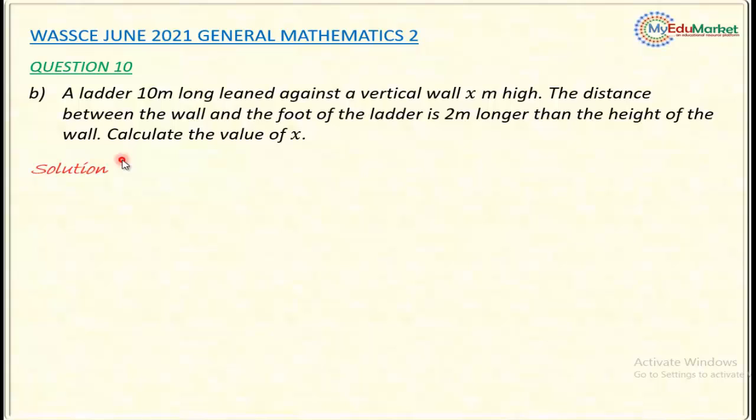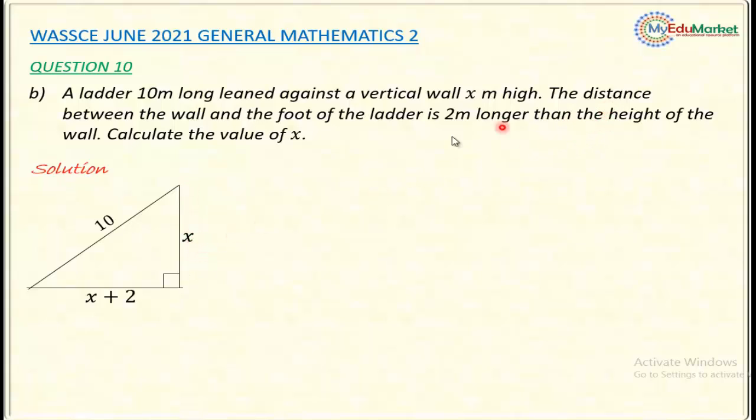For the solution, what I'll do first is to make a sketch of this question, to translate these statements into a drawing. So I have my drawing like this. This is the ladder, which is 10 meters long, and it leans against a vertical wall. This is the wall, and the wall is x meters high. So this is the height of the wall, x.